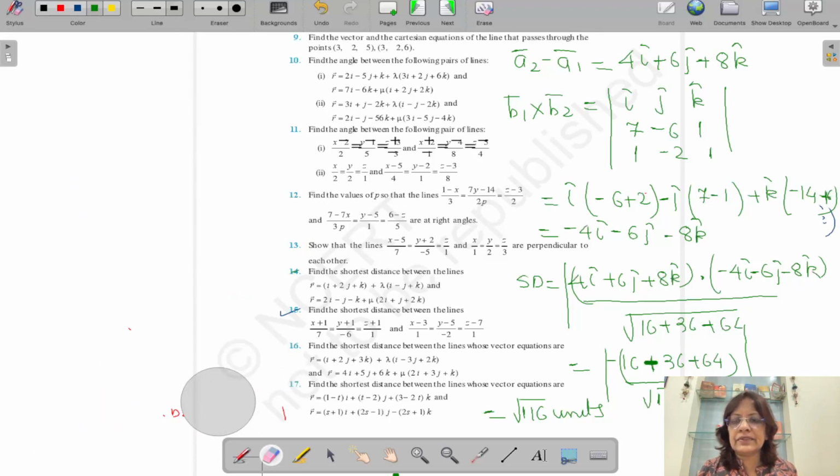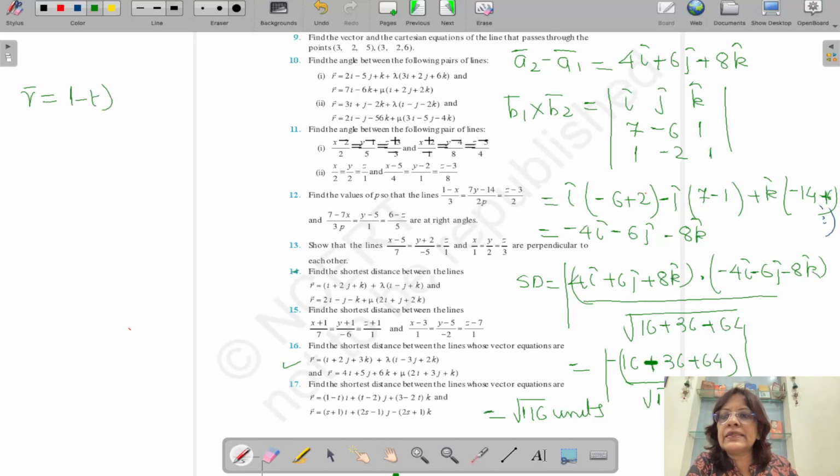So see what the question says. Here it is directly given in standard form. In the 16th question, r is equal to a1 plus lambda b1, r is equal to a2 plus lambda b2. What about the 17th question? It is given in this form: r is equal to (1 minus t)i plus (t minus 2)j plus (3 minus 2t)k. So how will we do this?